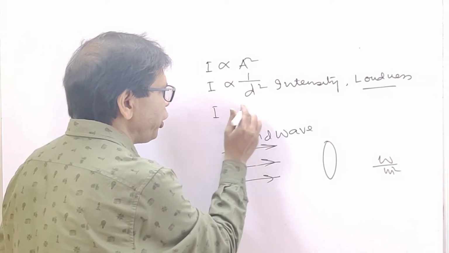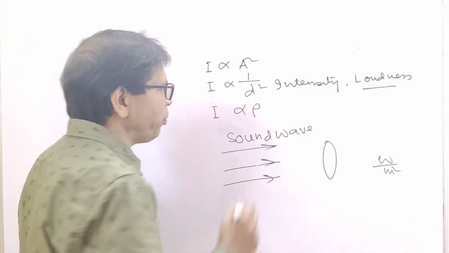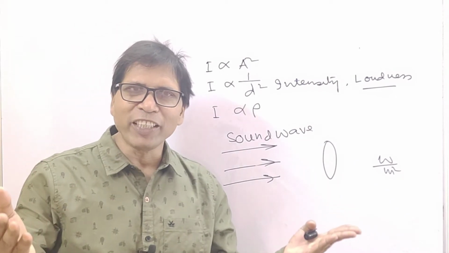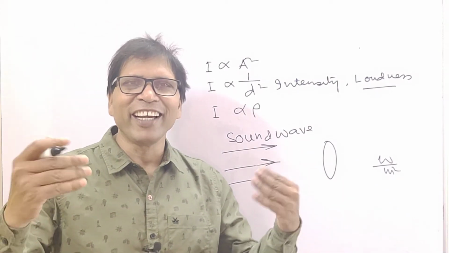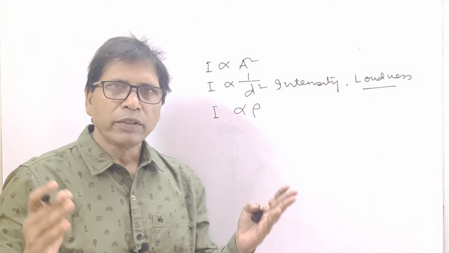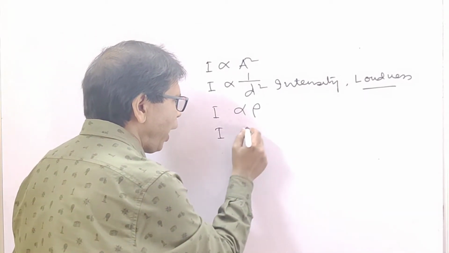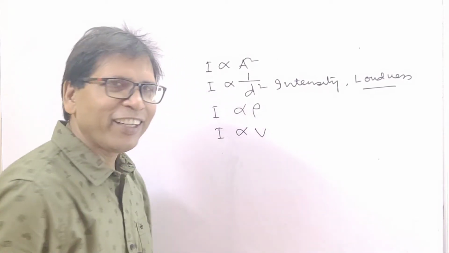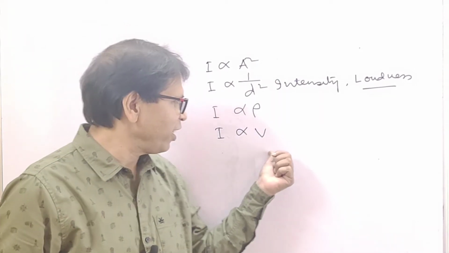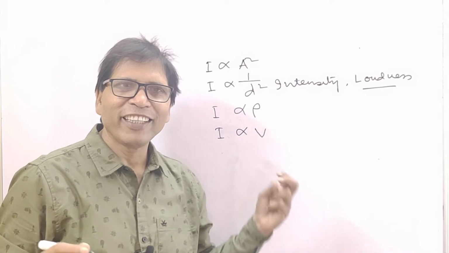Next, intensity depends on density of the medium. Greater the density of the medium, greater is the intensity of sound wave. Intensity also depends on velocity of sound wave, I is proportional to v. Greater the velocity, greater the intensity.